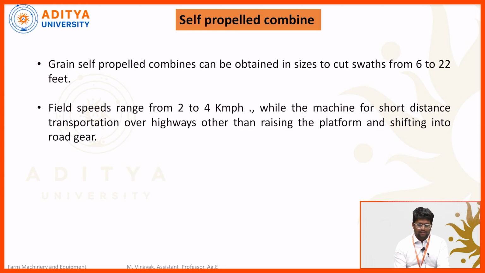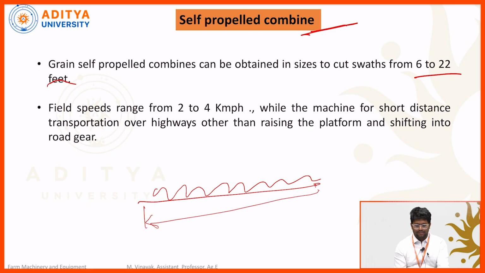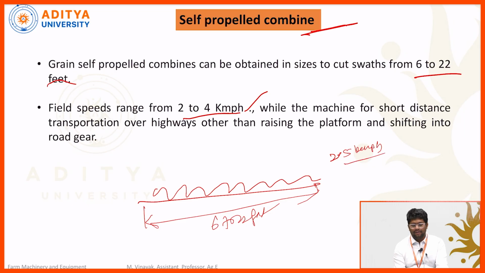Okay. Next, coming to the self-propelled combine harvester. The self-propelled combine harvester has a size of 6 to 22 feet. The size of the cutter bar, this one is a cutter bar, is 6 to 22 feet. Operating speed in a field is 2 to 4 km per hour. The recommended speed is 2.5 km per hour in field condition. For on-road transportation, we can increase the speed up to 25 km per hour. So this one is the field condition speed, and this one is the on-road transportation speed.